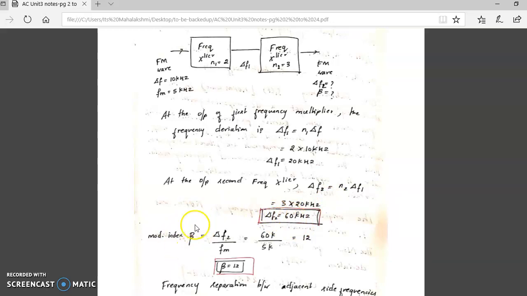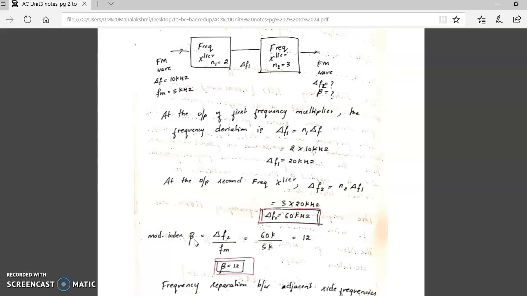Next, how do you determine beta? So the total modulation index. That is going to be the output frequency deviation delta F2 divided by Fm. Fm will not change. That is the original message signal frequency. So don't write it as n into Fm. It's not going to change. It is the original Fm. Okay. So the total modulation index at the output is going to be delta F2 by Fm, which gives you 12. So beta is 12 now.